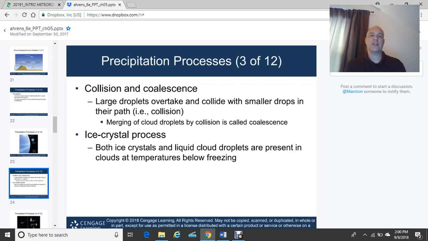And then the ice crystal process is when you have both ice crystals and liquid cloud droplets in a cloud, in clouds at temperatures below freezing. So you can actually have something in clouds known as supercooled water droplets, which are still actually a liquid despite being below freezing. And whenever you have ice crystals and water droplets side by side in the same cloud, there's going to be a difference in pressure between the ice crystals and the water droplets, and so you're going to have some growth of particles via that method.